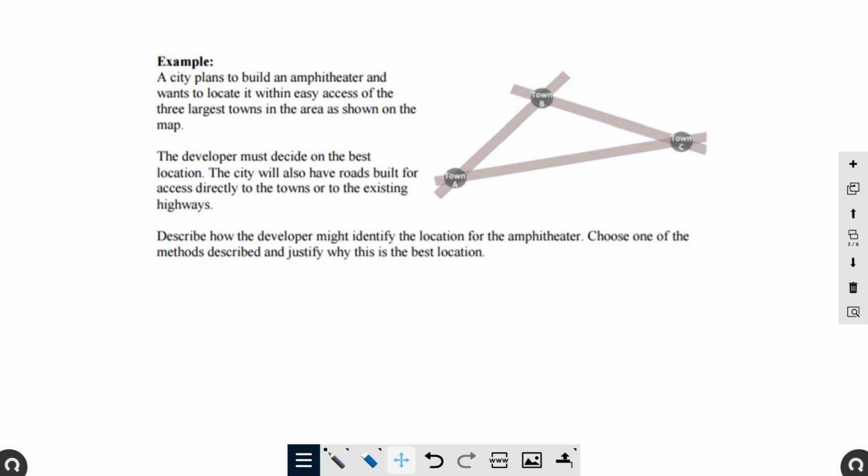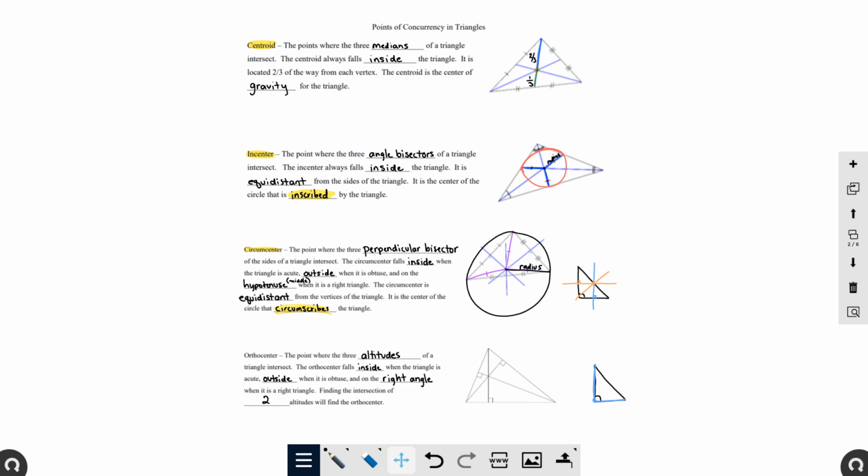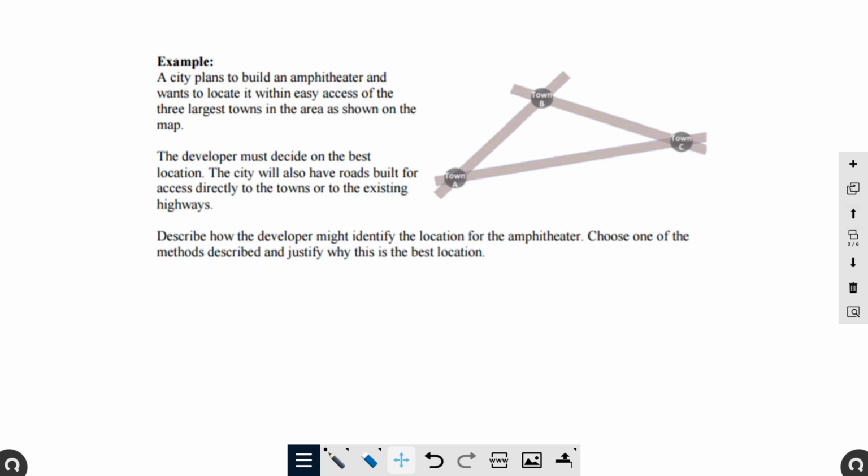So here's what I want you to do for 2 minutes. Look back at these 4 things right here and decide which one of the 4 would be the best. I want you to do this on your own first. No talking to anybody around you. Read through this again and decide which one is the best. You got 2 minutes.